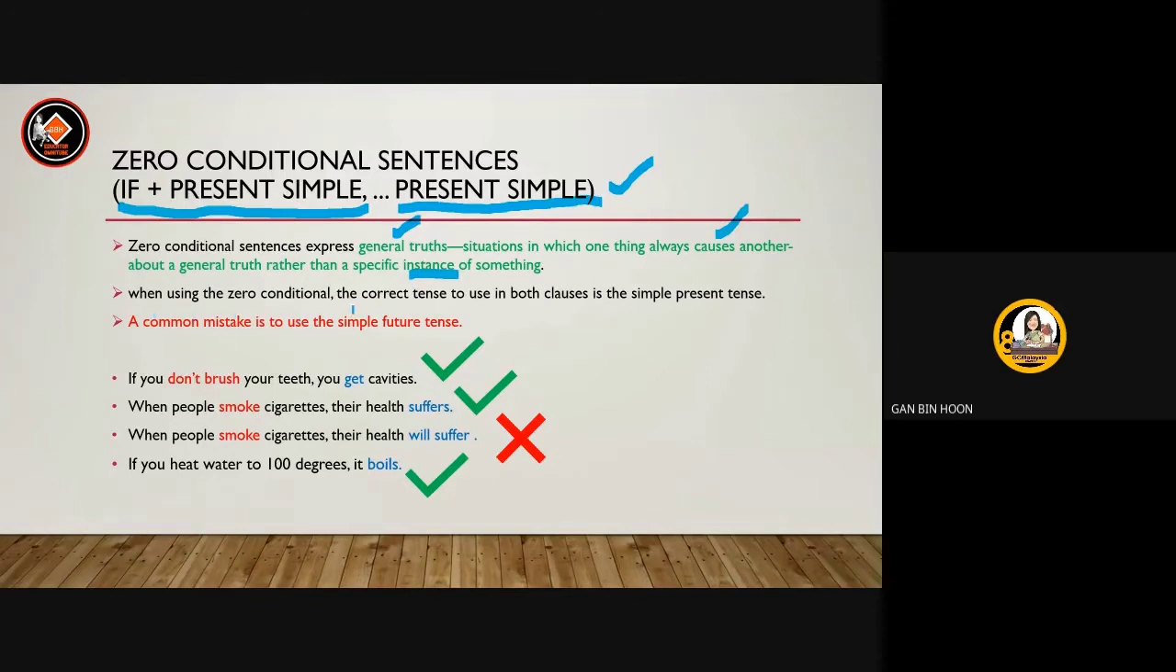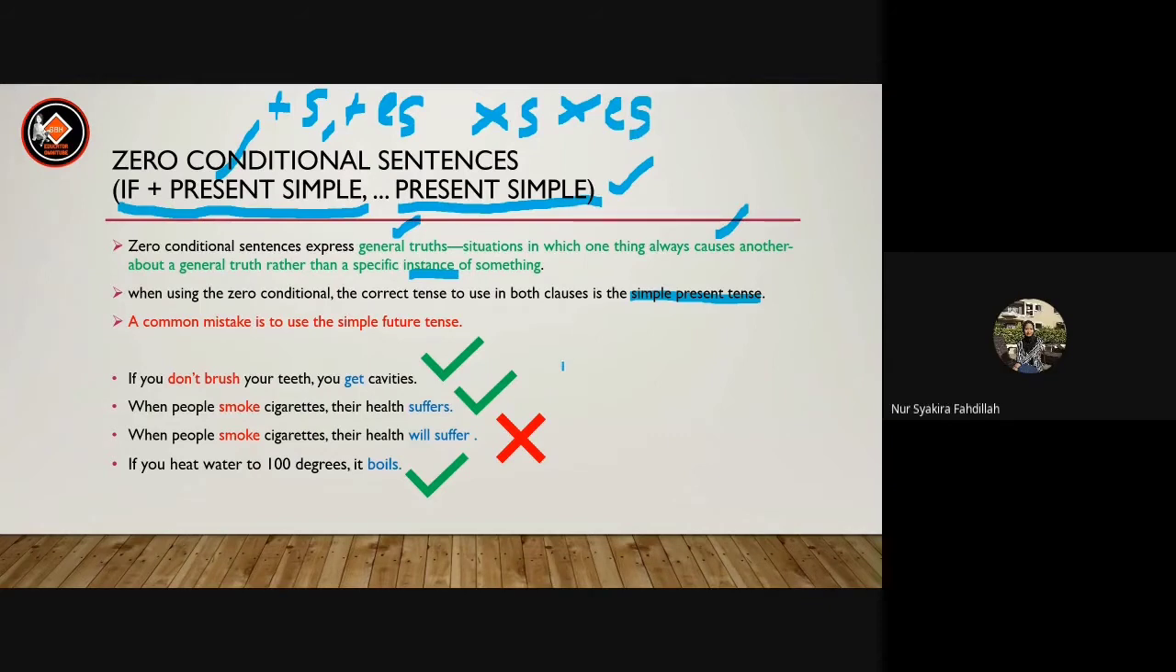So when using the zero conditional, the correct tense to use in both clauses is simple present. Jadi kita kena guna simple present. Formula dia: if plus present simple, plus present simple. Present simple dia ada dua: one plus S or ES, or there is no plus. Don't plus S and you cannot also plus ES. Can you understand? Yes. Okay, the common mistake is to use the simple future.